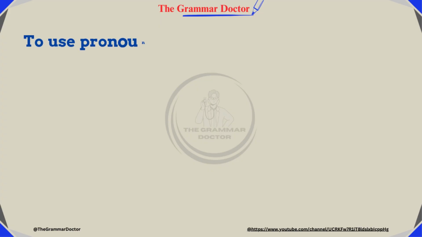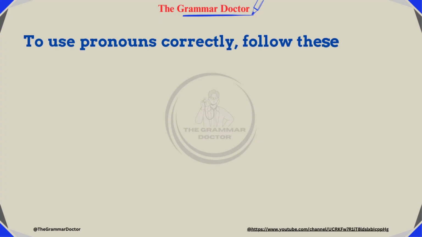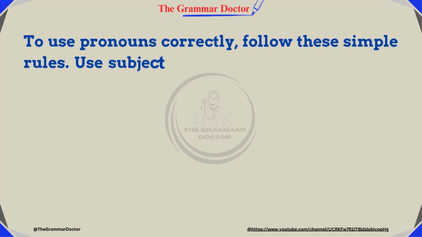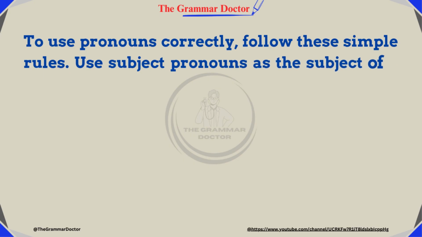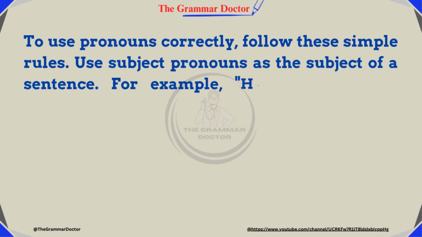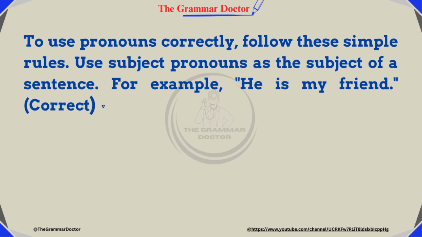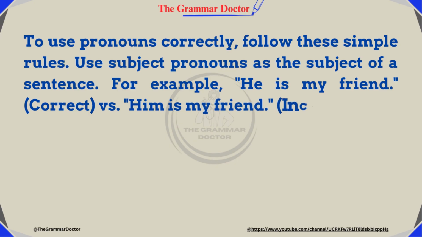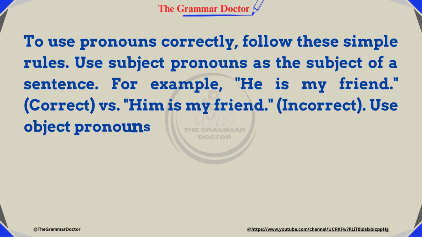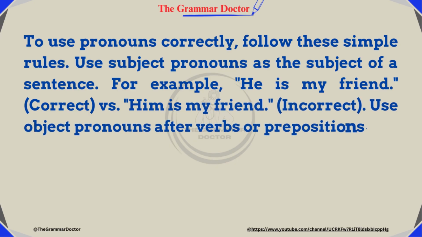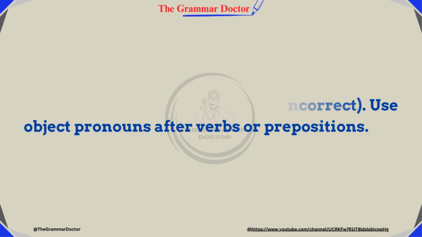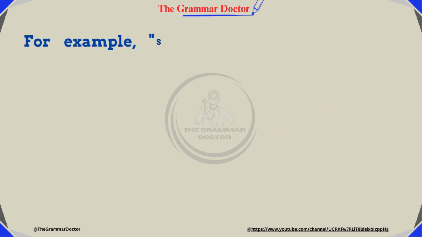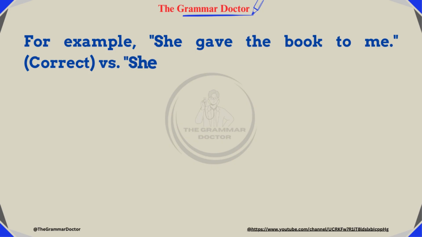To use pronouns correctly, follow these simple rules. Use subject pronouns as the subject of a sentence. For example, "He is my friend." Correct. Versus "Him is my friend." Incorrect. Use object pronouns after verbs or prepositions. For example, "She gave the book to me." Correct. Versus "She gave the book to I."